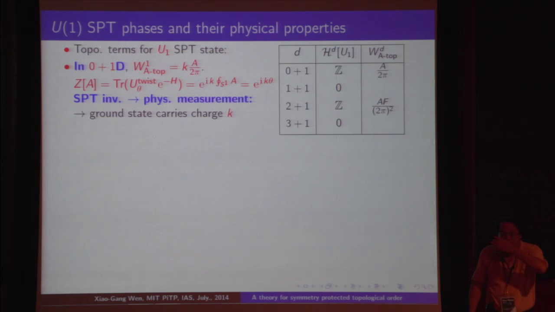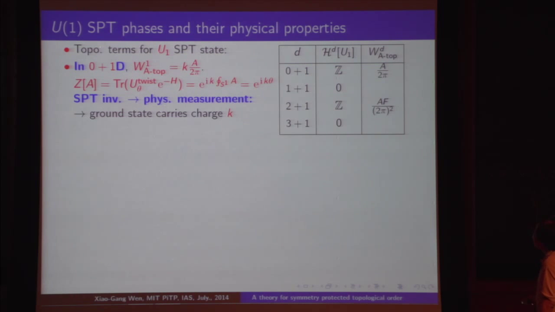Therefore, the U(1) SPT state in 0 plus 1 dimension basically says how much charge is in the ground state. If the ground state has 0 charge, we say it's trivial. If the ground state carries charge 2, we say it's a second U(1) SPT state in 0 plus 1 dimension. So that's a simple case.